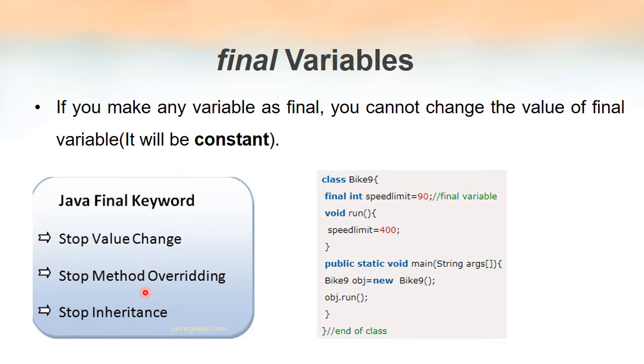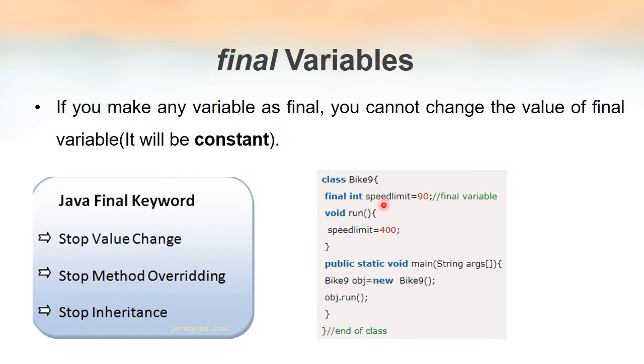But keep in mind, we can stop method overriding by using the final keyword, and also we can stop inheritance by using final. If we don't want any of our variables or methods to be inherited by any of the subclasses or child classes, we can declare those methods or variables as final in our parent class. In other words, those variables and methods which are declared as final cannot be inherited by the child classes.